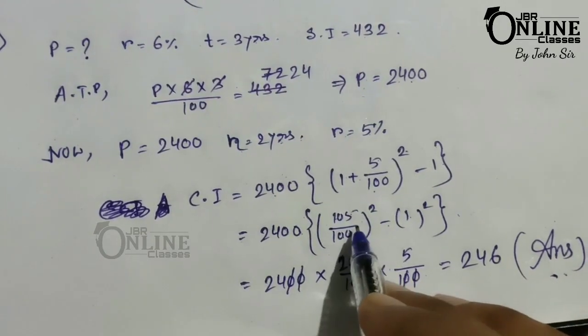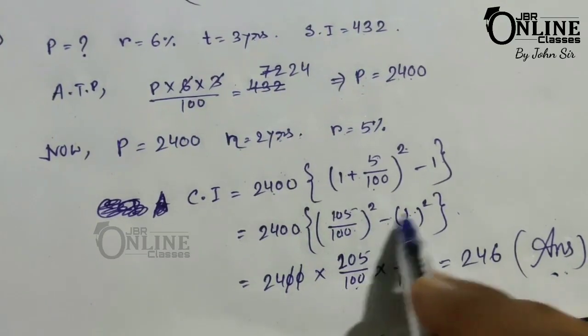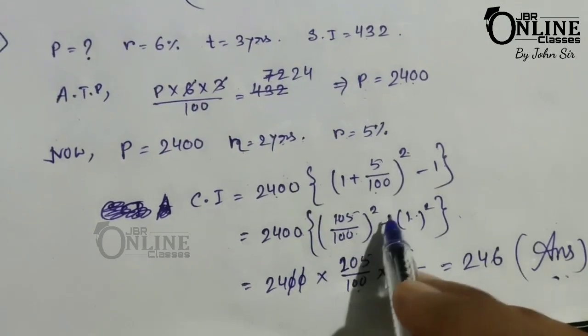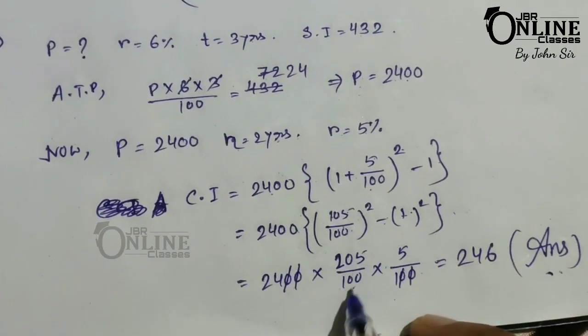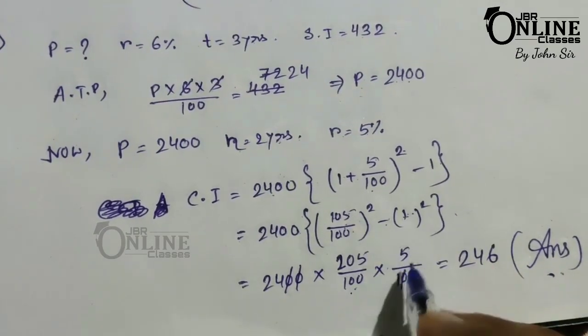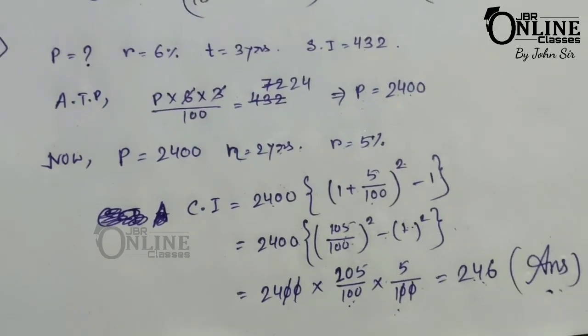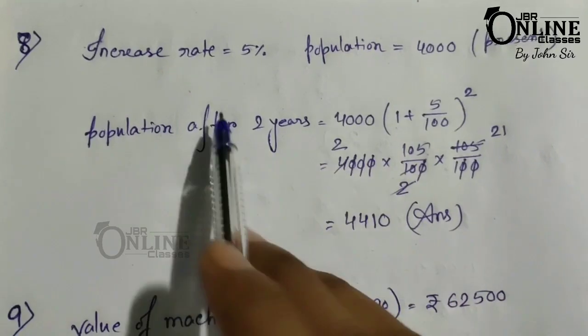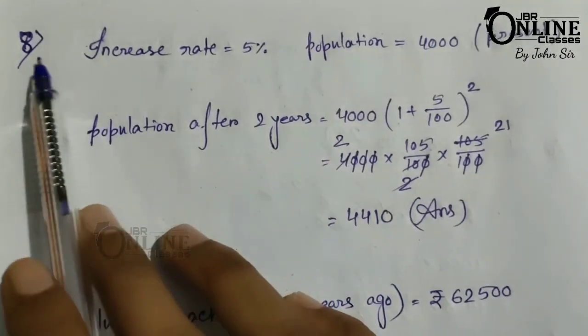So here we can apply the formula a square minus b square, that means a plus b and a minus b. Whenever you add this one, you will get 205 by 100, and whenever you subtract this one, you will get 5 by 100. So final answer is 246. Now sum number 7 is a similar kind of problem, so I hope you can solve this one. So now sum number 8.